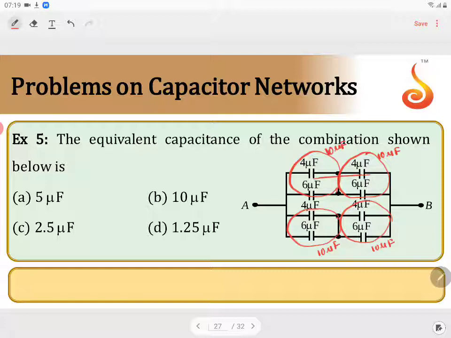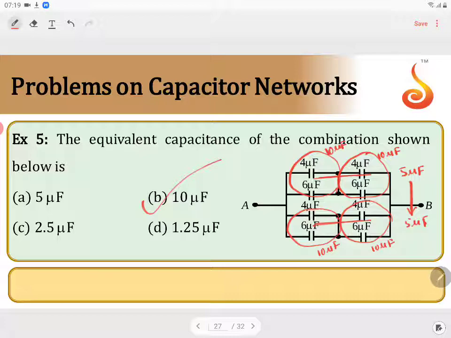10 and 10 are in series, you'll get 5. So, this 5 in the first branch, and here also 5. This 5 and 5 are in parallel, so again you'll get 10 microfarad. So, this is the answer.